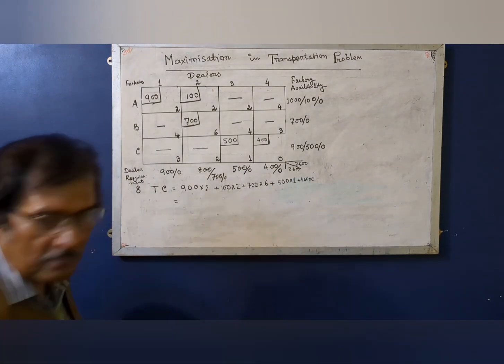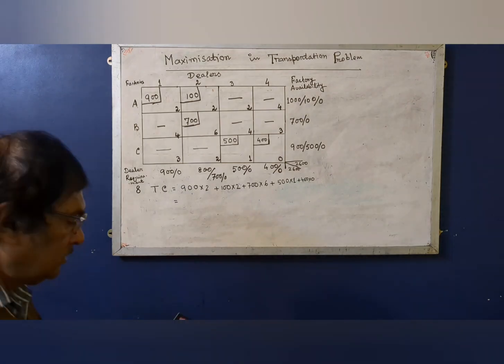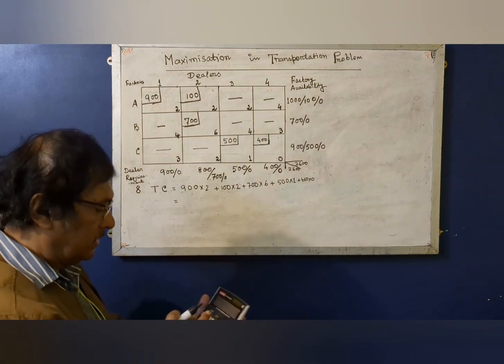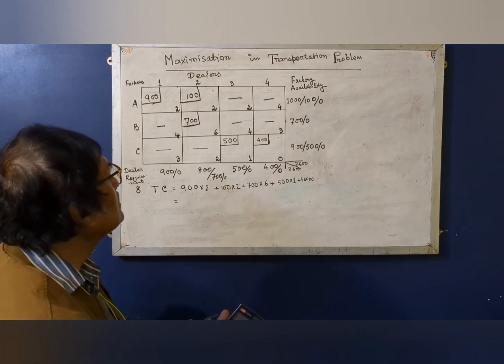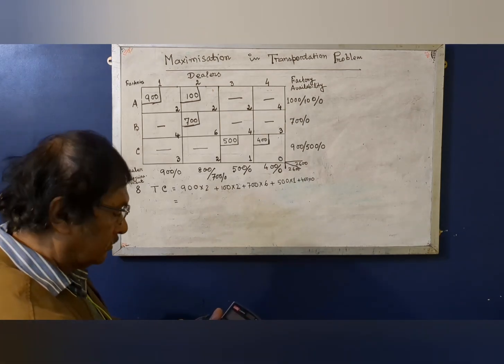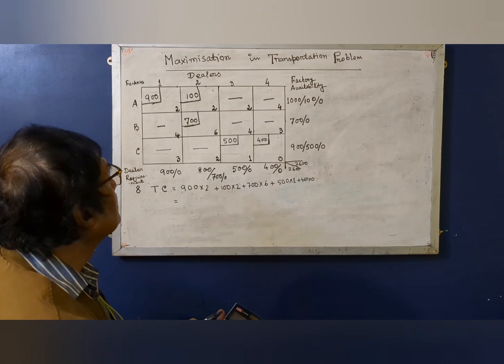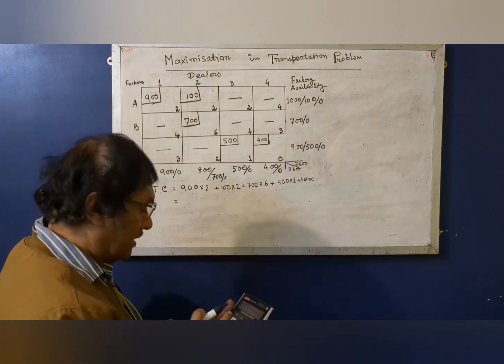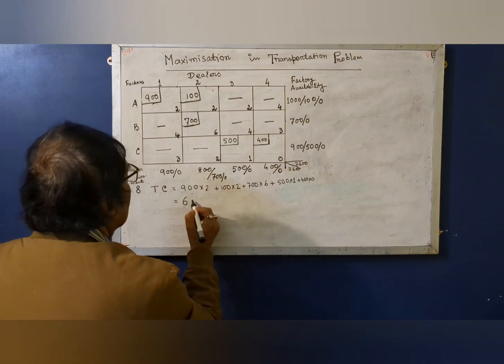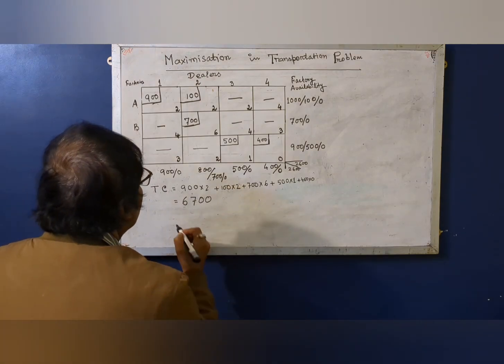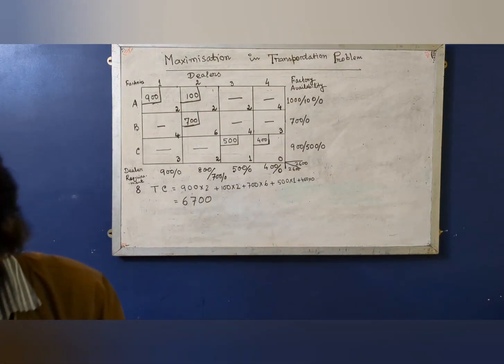And how much will it be? Just check it. So 1800 plus 200 plus 4200 and 500, that is a total of 6700. This is the value.